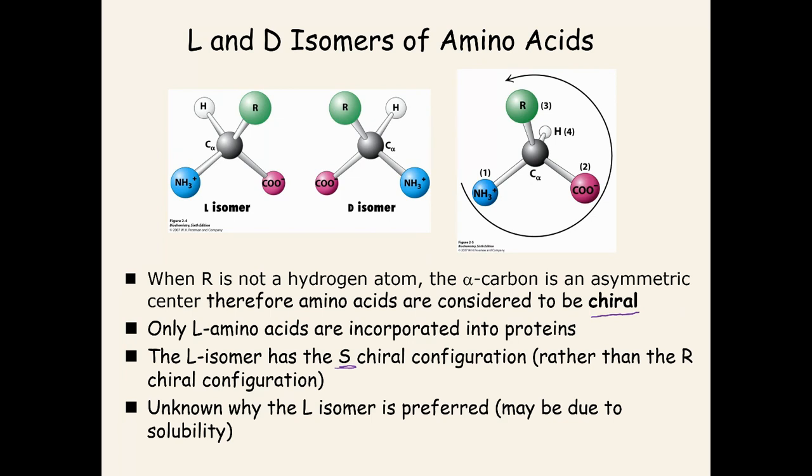Now, there's also another type of designation, which is the L and D designation. That's based on an absolute configuration where the standard is glyceraldehyde. And so that has a different way of looking at stereochemistry by comparing these isomers to a standard. So in amino acids, the L isomer is what's incorporated into proteins.